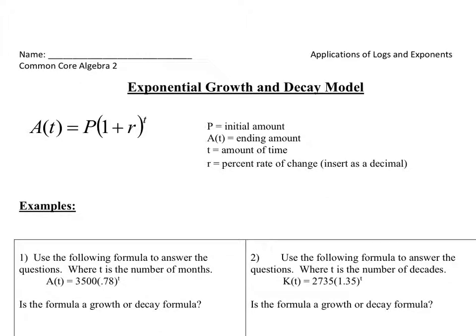All right, so today, more applications with logs and exponents with the exponential growth and decay model. So remember this formula, A of t is a function in terms of time. A of t is the ending amount, P is the principal, R is the rate of change, could be positive or negative, and T is time. So time can be years, months, days, whatever.